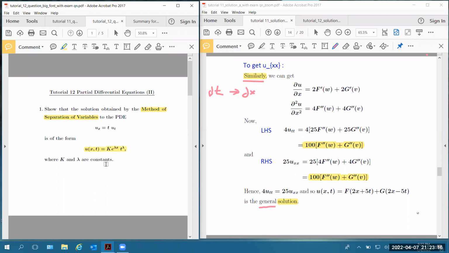Right. So first of all, let's look at our PDE. This is our PDE, right?